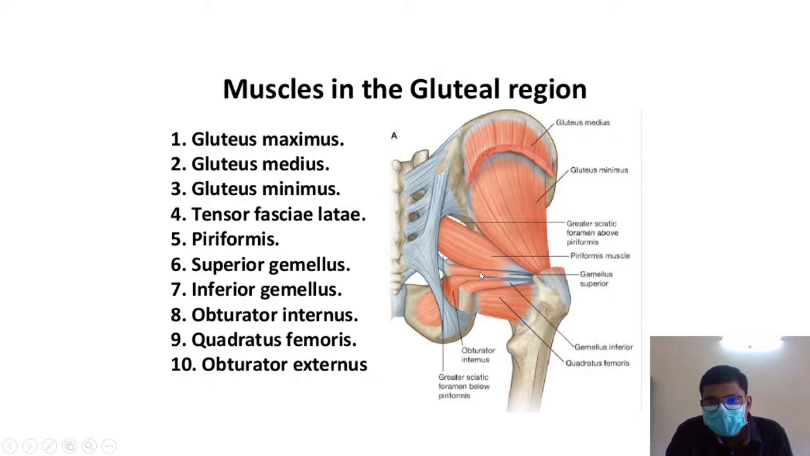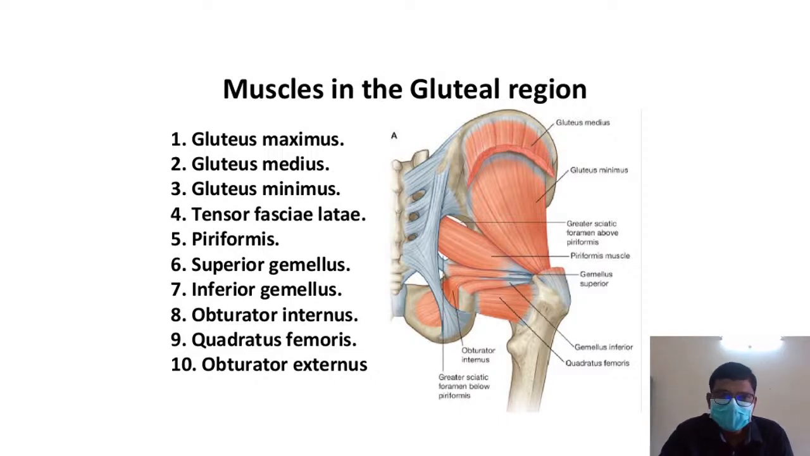This is the superior gemellus muscle, and this is the inferior gemellus muscle. You can also see one muscle coming from here, called the obturator internus muscle. And you can see the quadratus femoris. This big muscle is called the quadratus femoris, which starts from the ischial tuberosity and goes to the greater trochanter of the femur. And there is another muscle called the obturator externus. So these are all the muscles seen in the gluteal region.